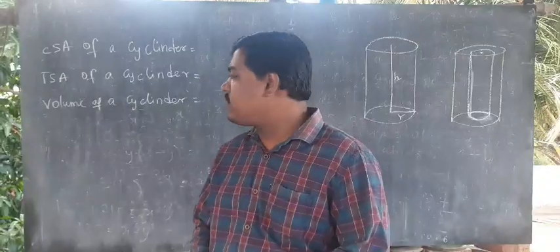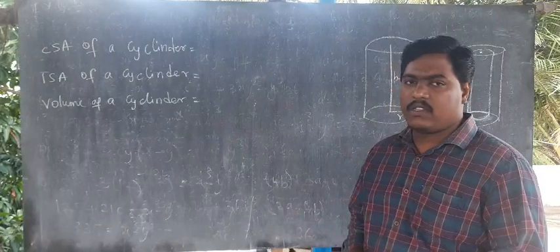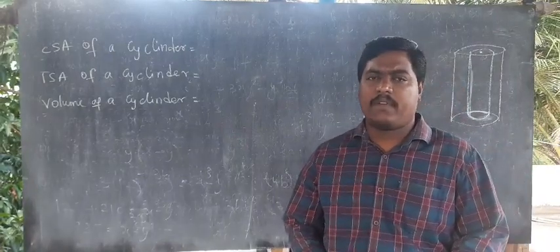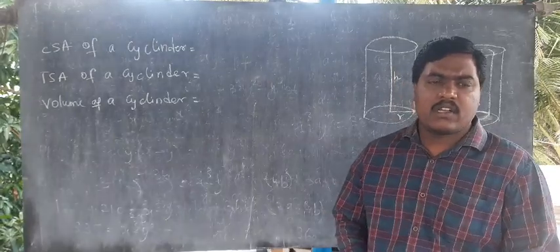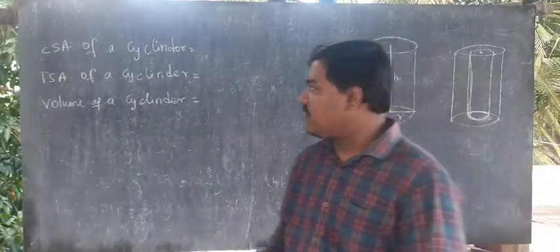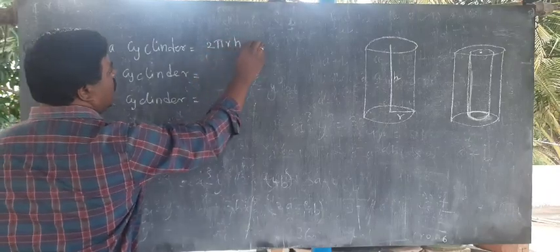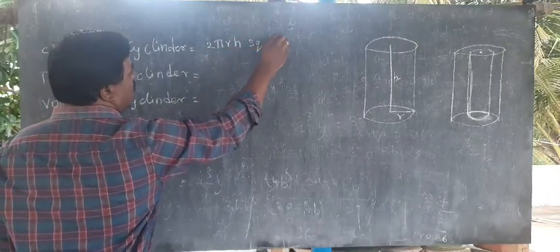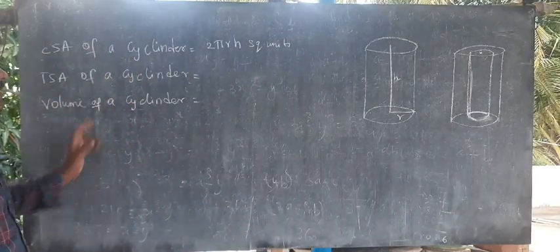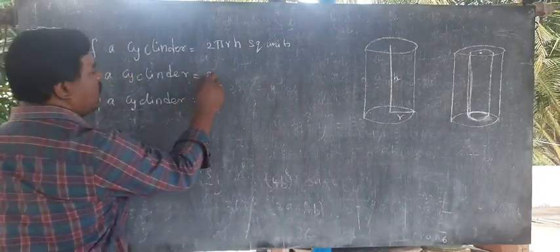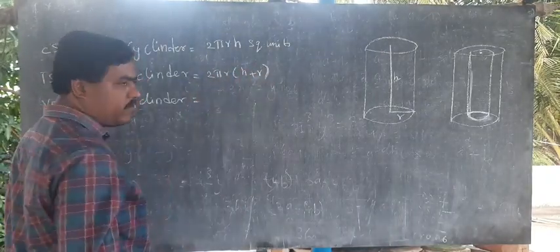Good morning, students. So, in exercise 7.1, we already discussed the cylinder and cone type of sums, right? So already you know the formula for the cylinder. Curved surface area of a cylinder is what? 2 pi r h square units, that is centimeter square. TSA of a cylinder is 2 pi r (h plus r), right?